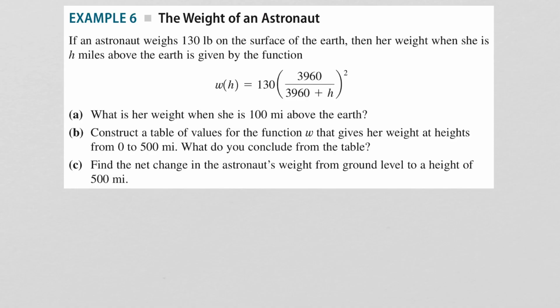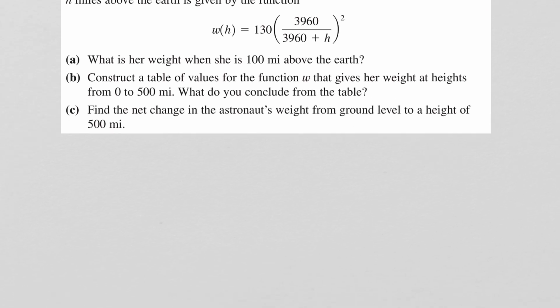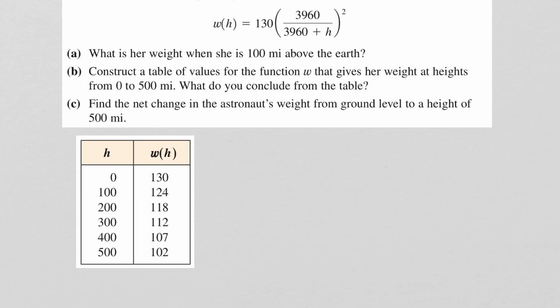So now for part B, it says construct a table of values for the function w that gives her weight at heights from 0 to 500 miles. So let's go ahead and bring in that table. Now, this table comes from basically just taking all the values from 0 to 500, counting by 100, and plugging them into this function, just like we did for part A. And if you do that, notice that you get the following values. What do you conclude from this table? Well, you can conclude that the higher she goes, the less she weighs, right? So as the height above Earth increases, the weight of the astronaut decreases.